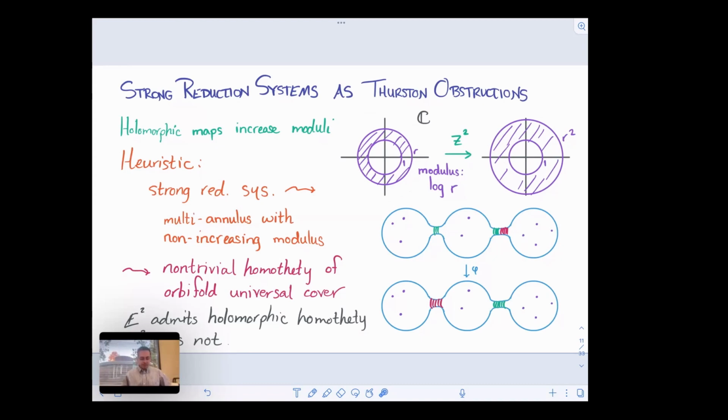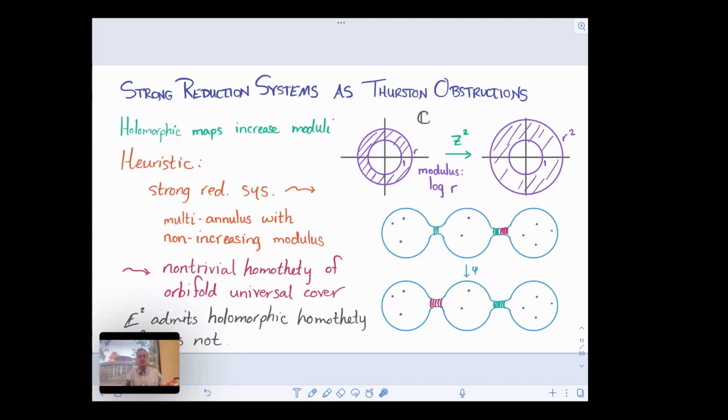Okay, so here's the heuristic for why strong reduction systems are bad if you want to be holomorphic. A strong reduction system gives you a multi-annulus with non-increasing modulus. So here you take those multi-curves with the numbers and you make annuli, and you lift them up and you're seeing annuli that have bigger modulus, and it's supposed to go the other way. That's the intuition. That's not a proof.